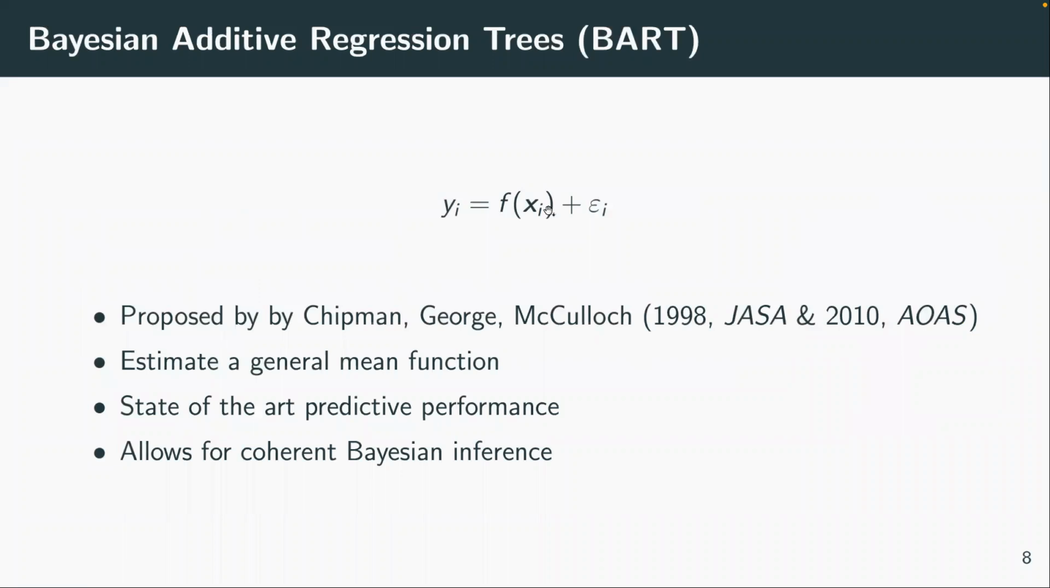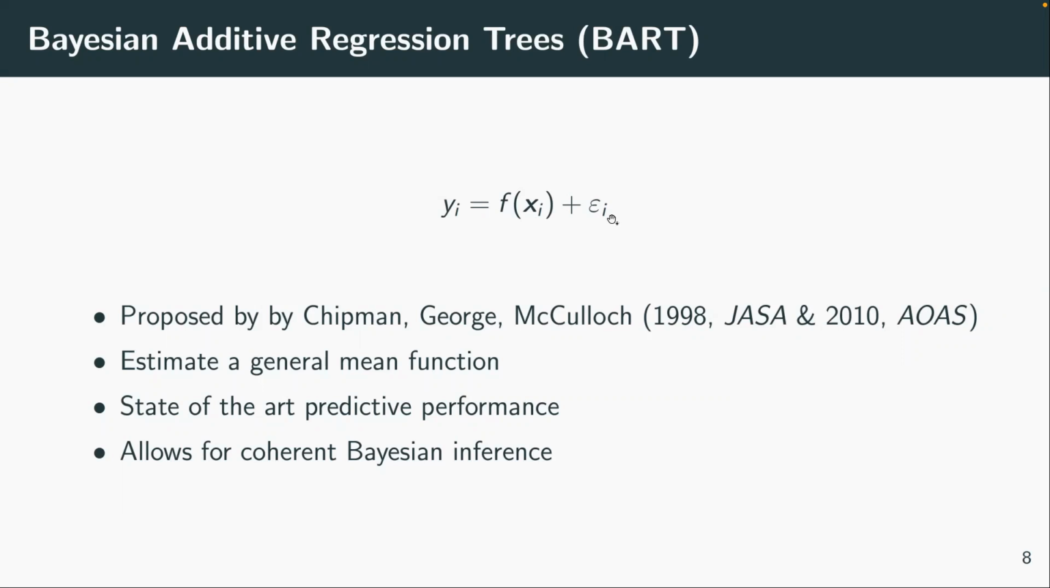So what is BART? BART is Bayesian additive regression trees. It's a modeling approach that was introduced by Chipman, George, and McCulloch in a 2010 Annals of Applied Statistics paper, and built off some previous work by them. It's just a really flexible, non-parametric Bayesian model to estimate a general mean function. So outcome y regressed on some function of a vector of predictors plus additive errors.